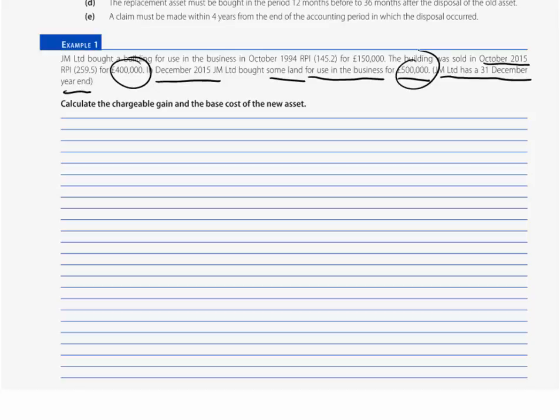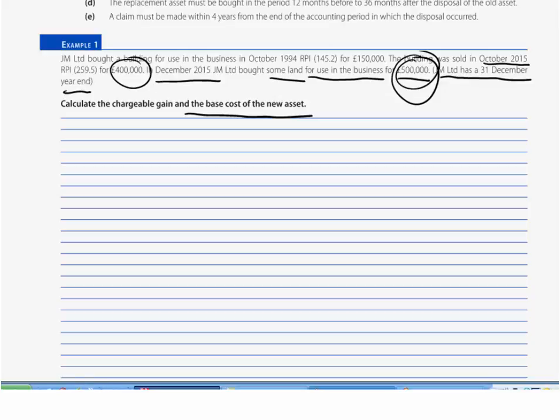Having got that gain, what is the impact of rollover? You've got to here calculate the base cost of the new asset. Well, there's the actual cost, 500,000. It will be that minus the amount of chargeable gain that arose on that disposal. Nothing there, indeed, that you cannot handle. So work that through, check it out with the answer, and then join us again.